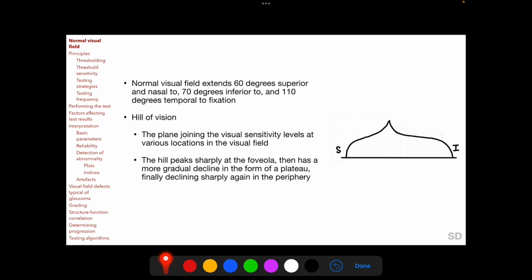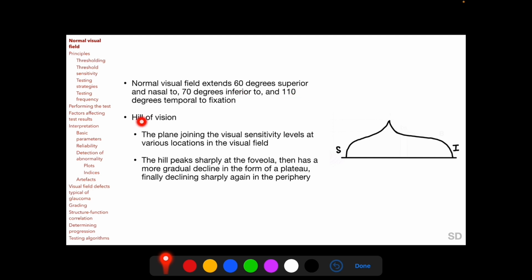perimeters. The normal visual field extends 60 degrees superior to fixation up to the forehead, 60 degrees nasal to fixation up to the bridge of the nose, 70 degrees inferior to fixation and 110 degrees temporal to fixation.